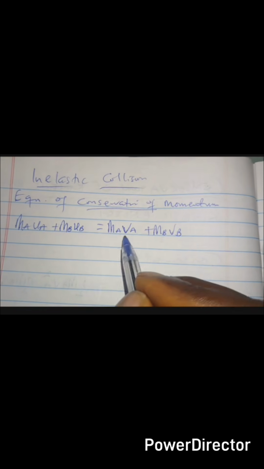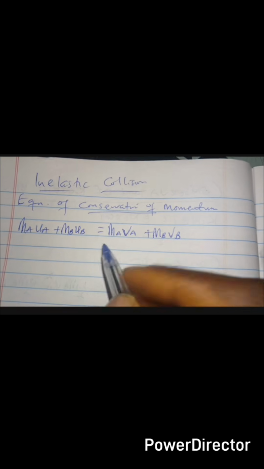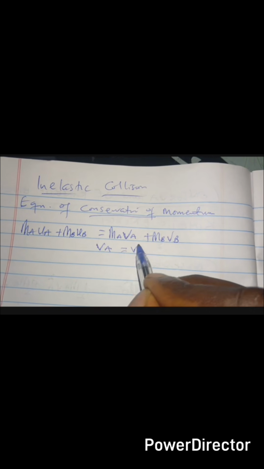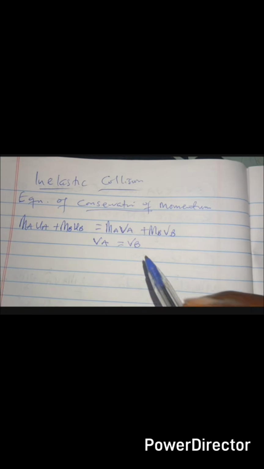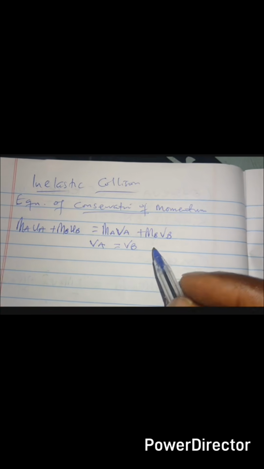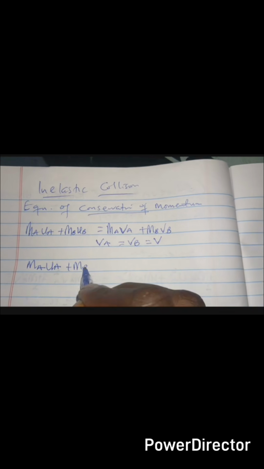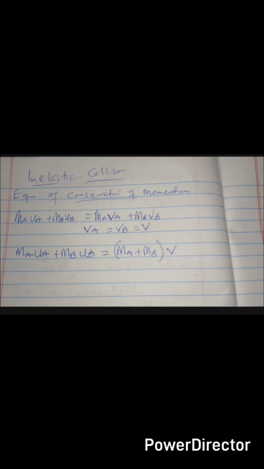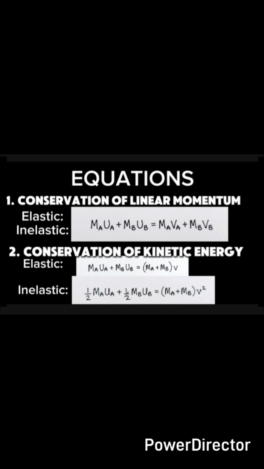Since the velocities are the same after collision, the velocity of body A is equal to the velocity of body B. So these velocities are the same. Now let's term it as just a velocity. The equation will turn to m, which is the mass of body A, times the velocity. Now let's factor the velocity out. That's how the equation will be.